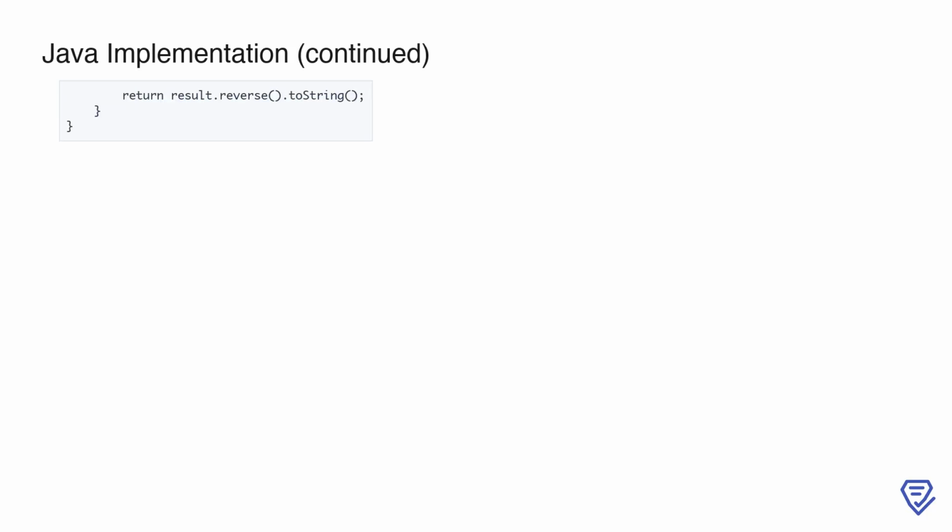After exiting the loop, we have the binary sum stored in reverse order in the StringBuilder object result. To get the correct order, we simply reverse the StringBuilder and convert it to a string using the reverse and toString methods.